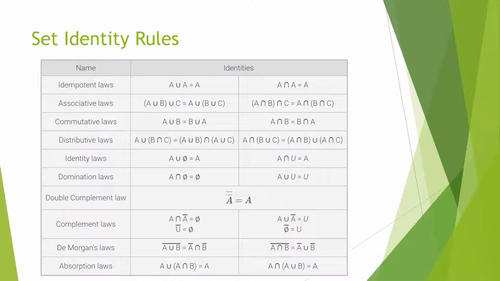Okay, so this is the idempotent law. We have the associative law, which means that you can reorder the union of three sets A, B, and C. You can first take the union between A and B and then take the union with C, or you can first find the union of B and C and then the result should be unioned with A.